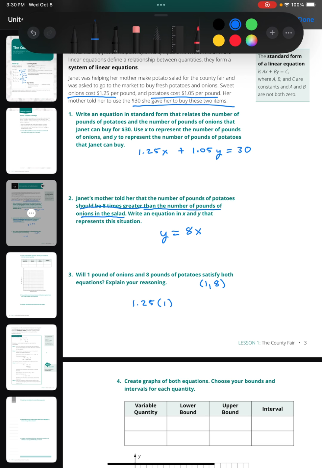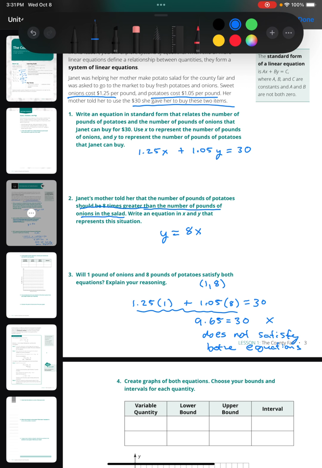So 1.25 times 1 plus 1.05 times 8 equals 30. And if we simplify that on the left side, we can just put all that in the calculator at once. We're going to get 9.65 equals 30. Well, that's not true. So without even trying the other equation, 1, 8 does not satisfy both equations. And it has to satisfy both equations to be the solution to the system. So if I were to try it in the other equation, we would see that it works.